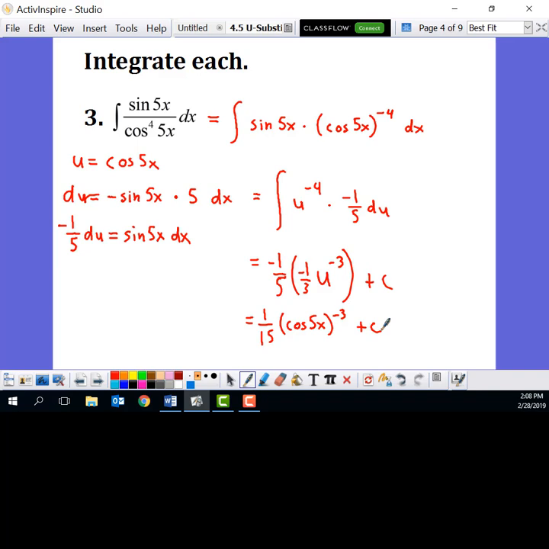Now if you wanted to write this in another way so that you didn't have any negative exponents, we could just move that cosine 5x back down into the denominator. And then that would become a positive 3 plus c. So either one of those would be okay with me for right now. I mean, ideally I'd like for you to get rid of negative exponents, but for right now where we're at, either one of those would be great for us.